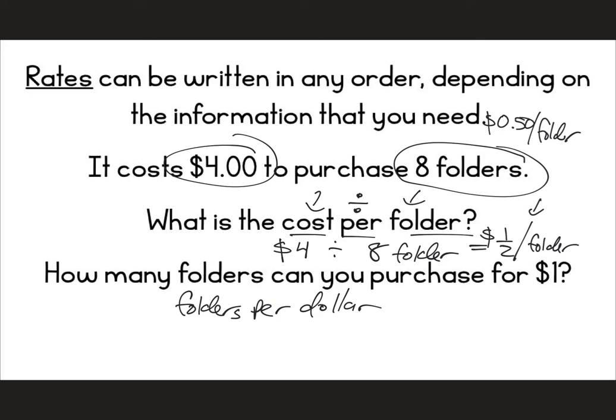It tells you what to do. We're going to take folders and divide it by $1. Well, we're going to take our original information. How many folders did it tell us in the problem? 8. So we're going to take 8 folders and divide that by 50 cents. Oh, well, 8 folders was $4. $4. Okay, punch that into your calculator.